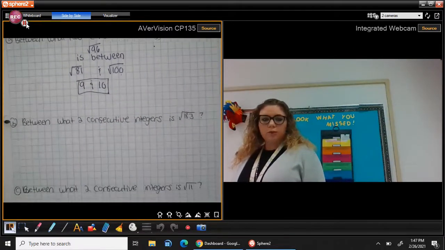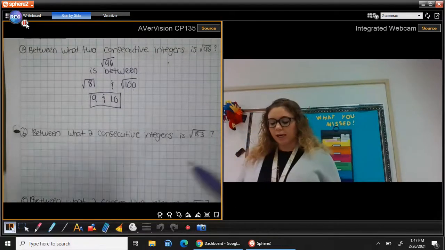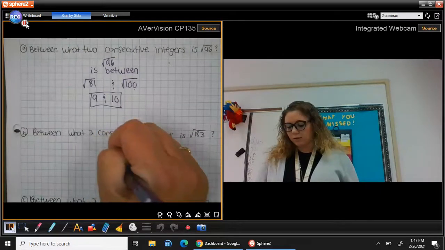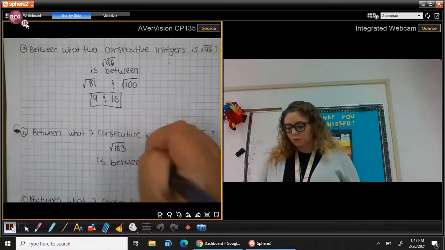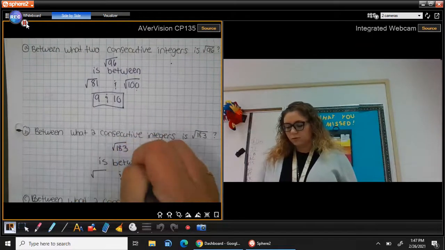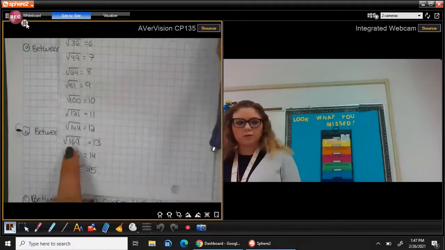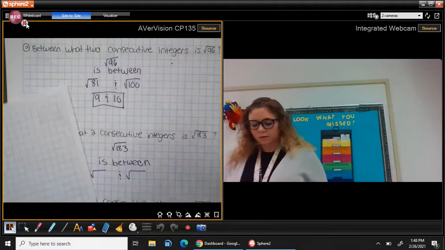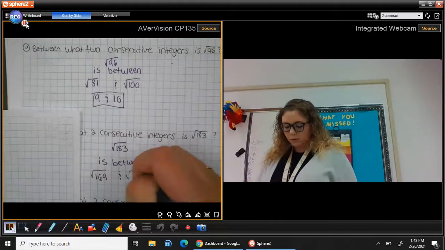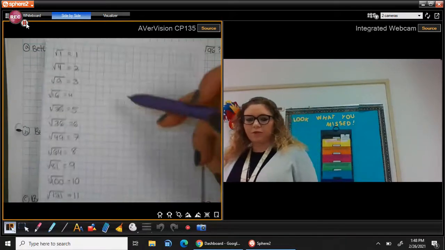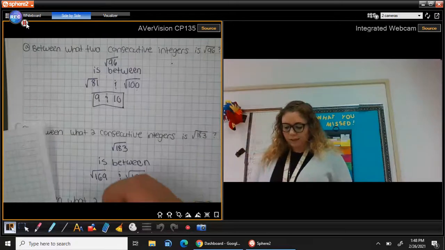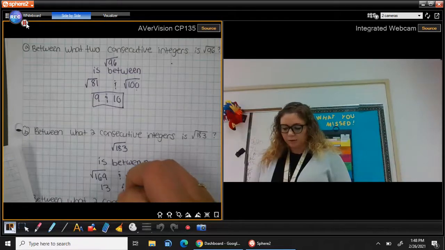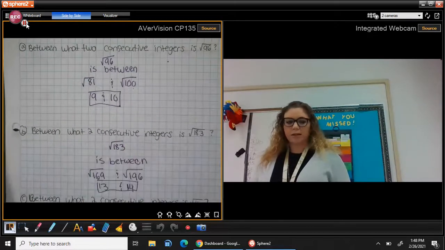Let's do another one. Between what two consecutive integers is the square root of 183? So that is between, so 183, it's going to be between 169 and 196. Again, these are your perfect square roots. So square root of 169 is 13. Square root of 196 is going to be 14. Okay, and that is my answer.